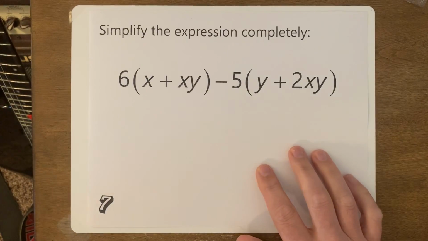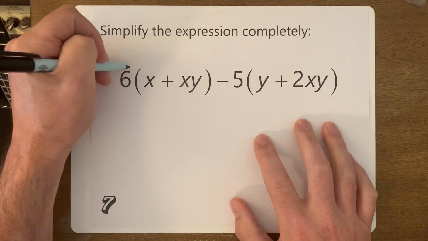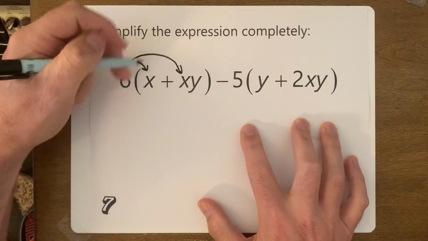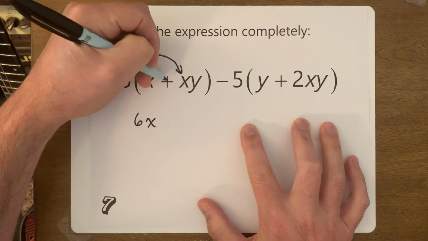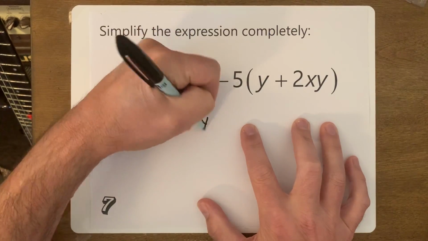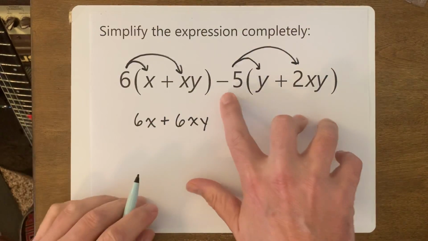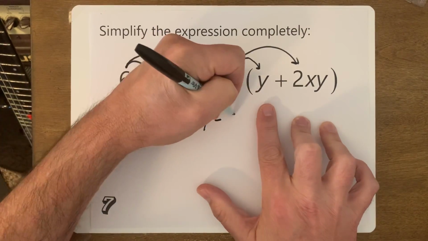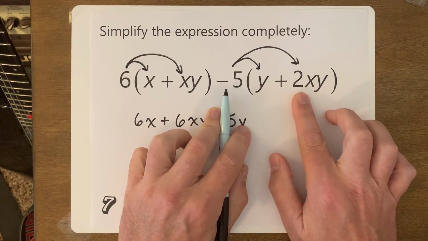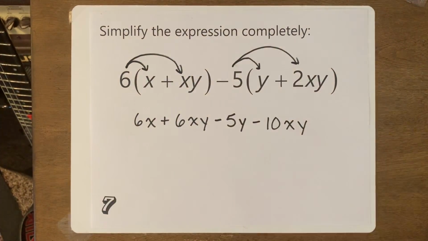All right, now we've got a couple variables going on. Let's see how this works. We're going to distribute like we do when we have parentheses. Okay, so 6x plus 6xy. Okay, now let's distribute over here. Negative 5y or minus 5y, same thing. And then a negative 5 times 2 is still negative 10. So minus 10xy. All right.